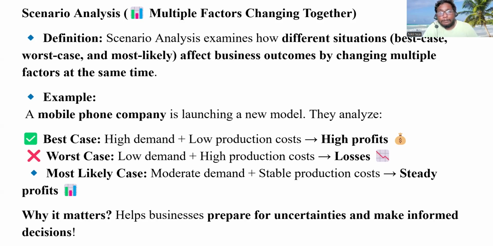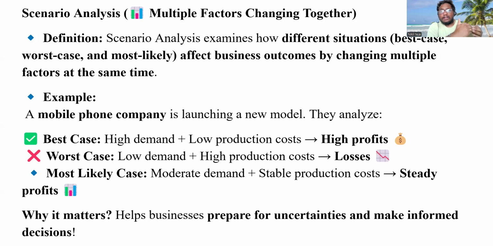Example, a mobile phone company is launching a new model. They analyze the best case: high demand for the mobile phone and low production cost. Then we will be getting high profits. That is the best case. Worst case is nothing but low demand and high production costs, obviously losses. Most likely case, moderate demand and stable production costs, steady profit. So based upon the worst case, best case, as well as most likely case, we are predicting the future business outcomes, right? So that is about a scenario.